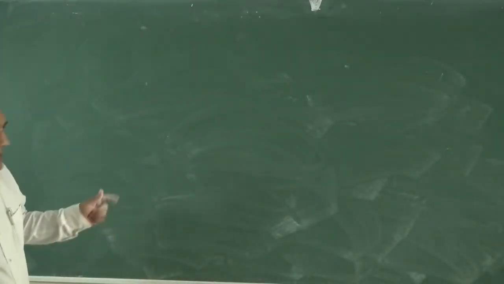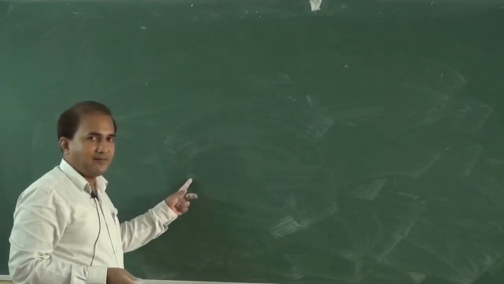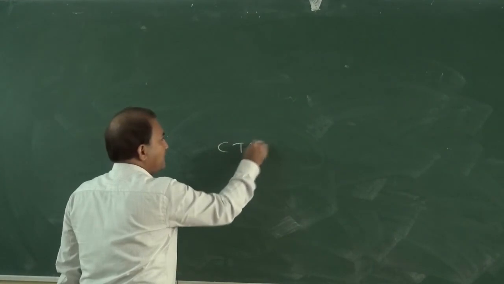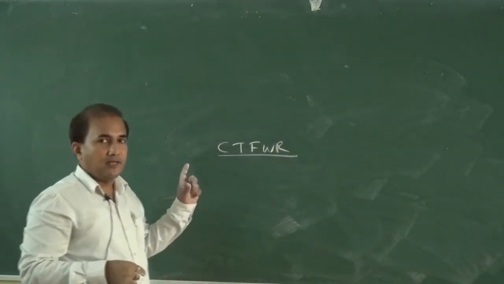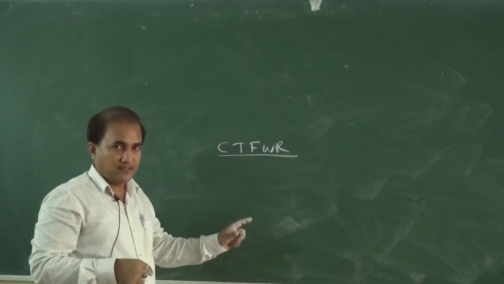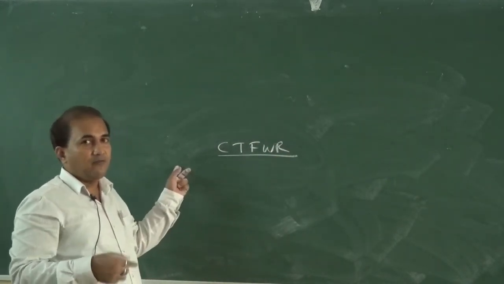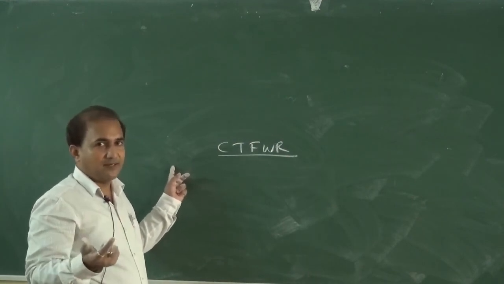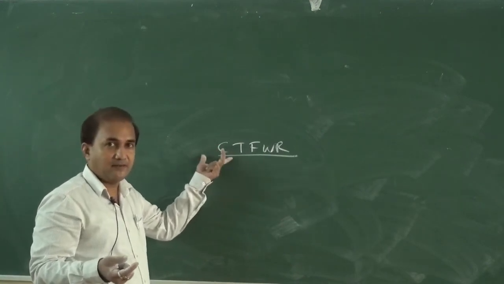The main difference between a half wave rectifier and a center tap full wave rectifier circuit is that in case of a center tap full wave rectifier circuit, we have to use a center tap transformer, but in a half wave rectifier circuit we may use a transformer or we may not use a transformer. But here we have to use only a center tap transformer.